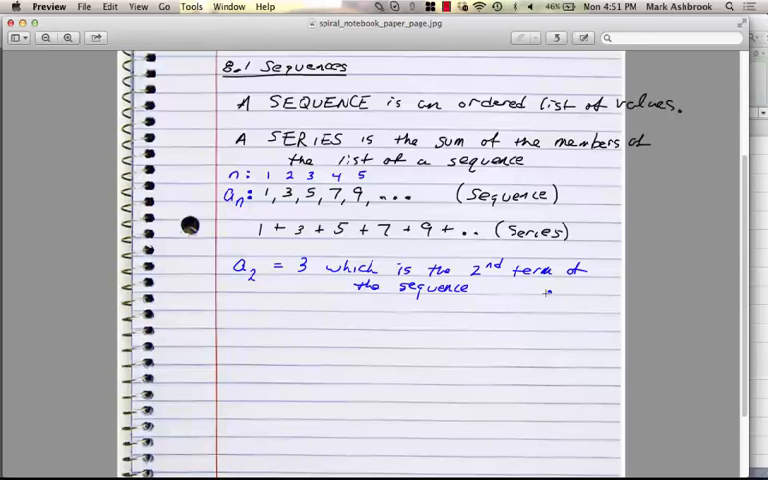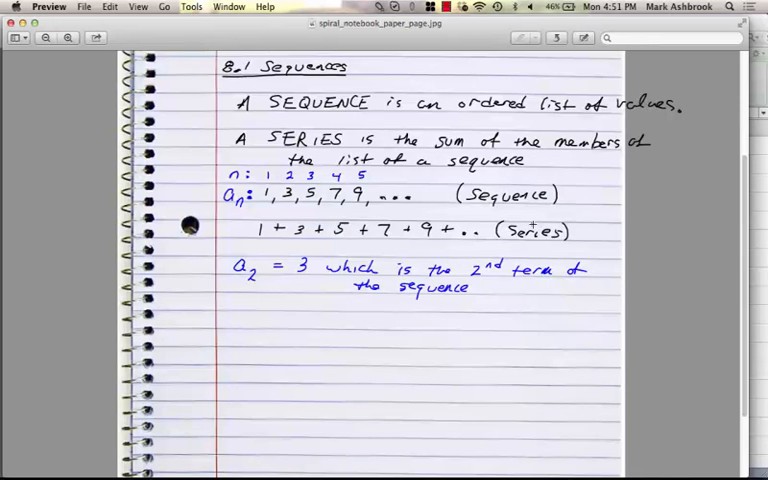So we start by focusing on sequences, learning some of the ins and outs of sequences, and then we move to series. So I wanted to start off by just distinguishing between sequence and series right off the bat. Once we get on that foundation of sequences, then the focus of the chapter is on series.